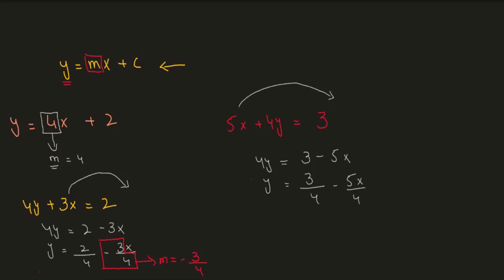So the gradient for this line is m is equal to minus 5 by 4.